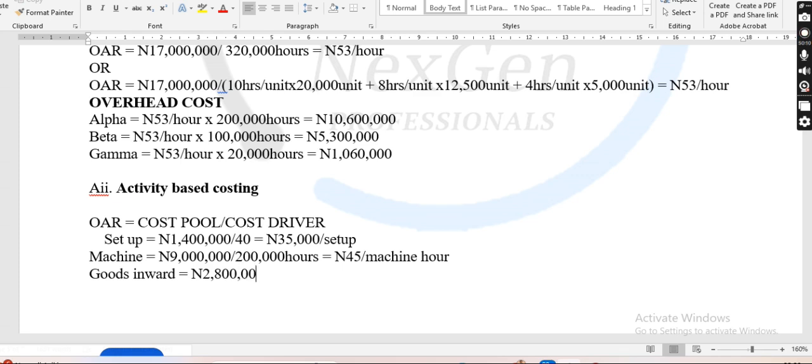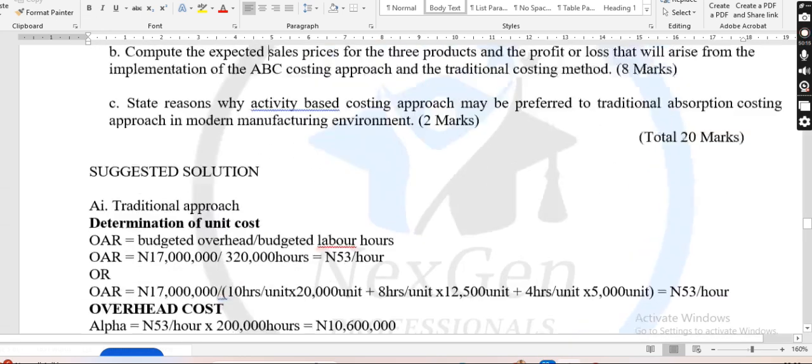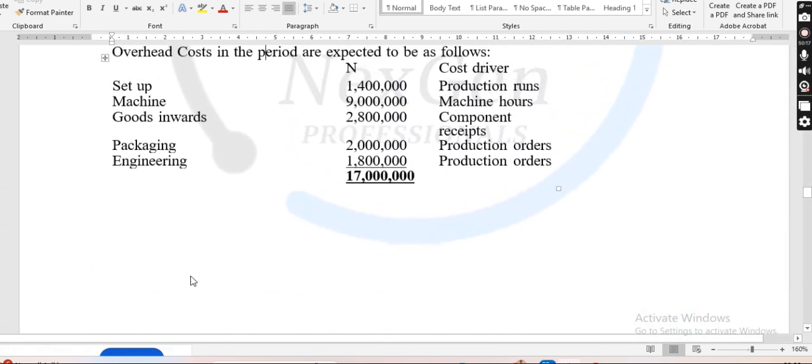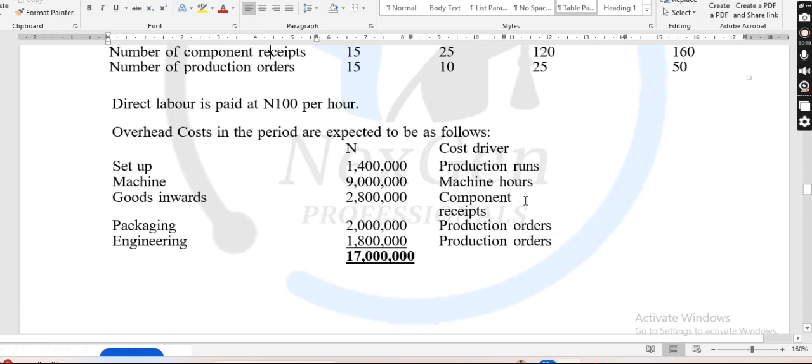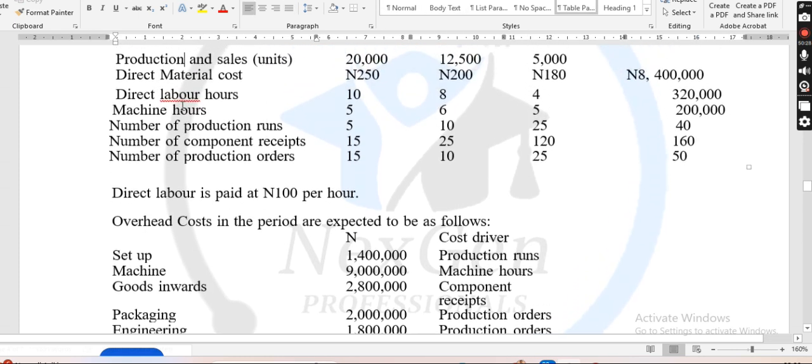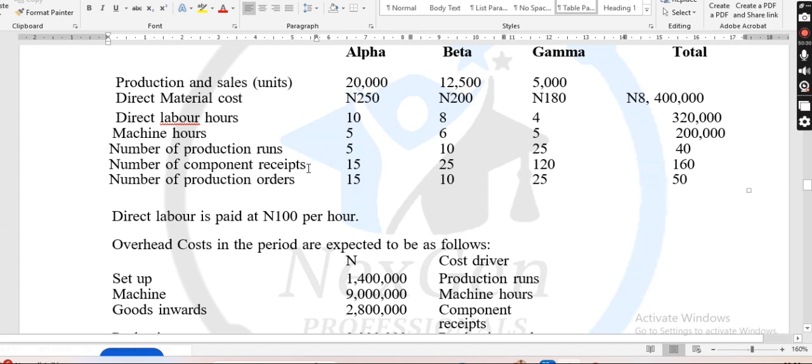2,800,000. Good. Now, let's go back to the goods inward. On which basis? On the component, right? Component receipts. Is that not so? So now let's go back up. This is the number of component receipts, right? It's based on the number of component receipts.